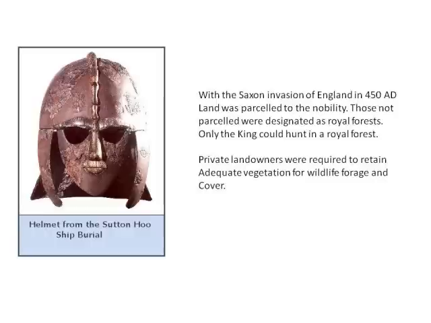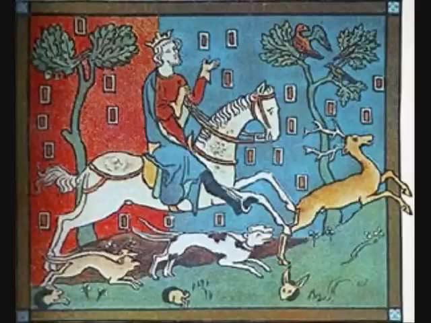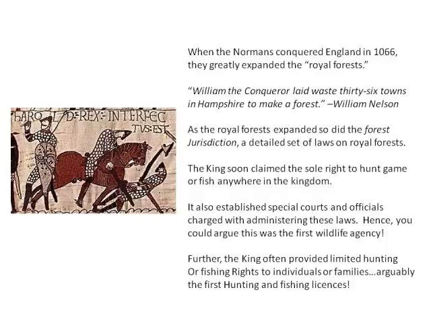Of course, if that forest happened to be your responsibility, you were a private landowner, then you were expected to keep that wildlife habitat present so that the king could come over there and do his hunting. In 1066, the Normans came into England and they conquered it, and when they did, William the Conqueror and many of the others started expanding these royal forests. And along with expanding the royal forests, they also brought in this idea of a forest jurisdiction.